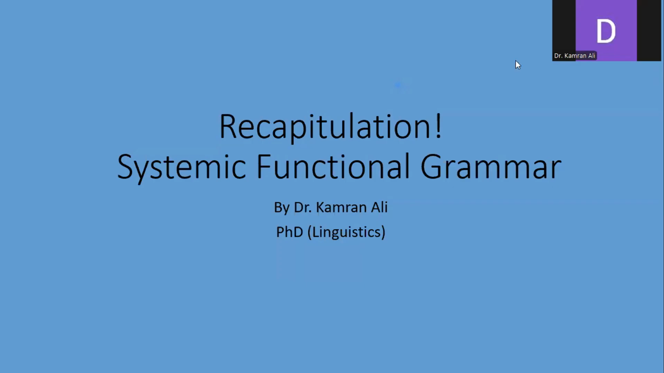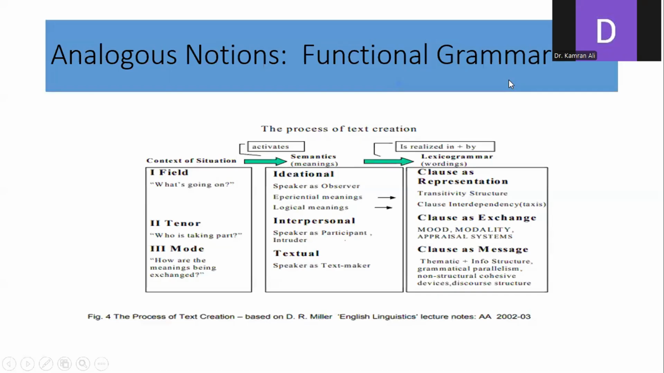Let's have a look at our first slide. Let me use a marker for you guys. Okay, here we go. Now, this table has got three concepts. First one is context of situation, second one is semantic meanings, and third one is lexicogrammatical wordings. Now, these three concepts have been put parallel, right, in three columns, and all of these three have three categories. And that's why I have termed them as analogous notions.